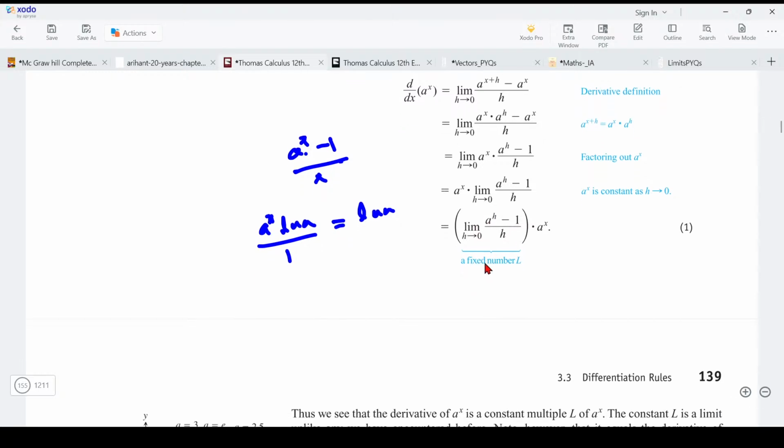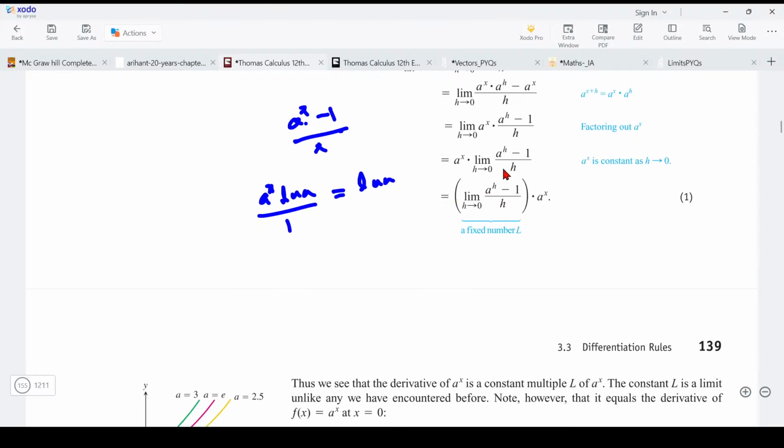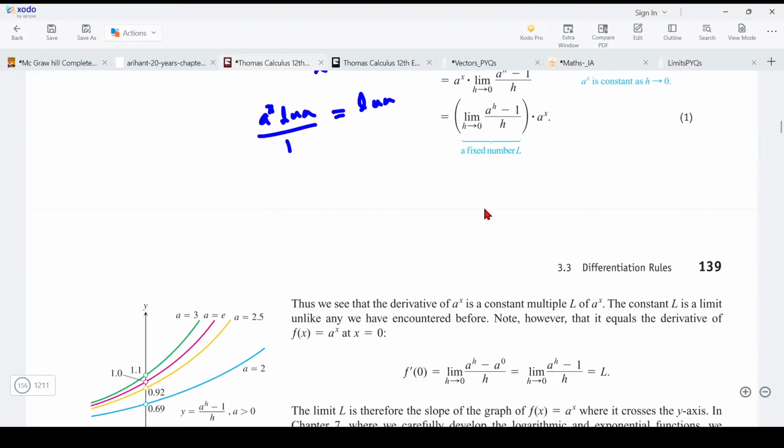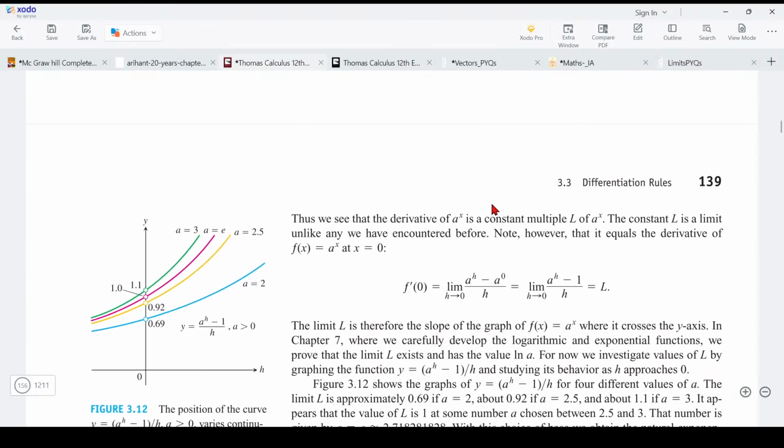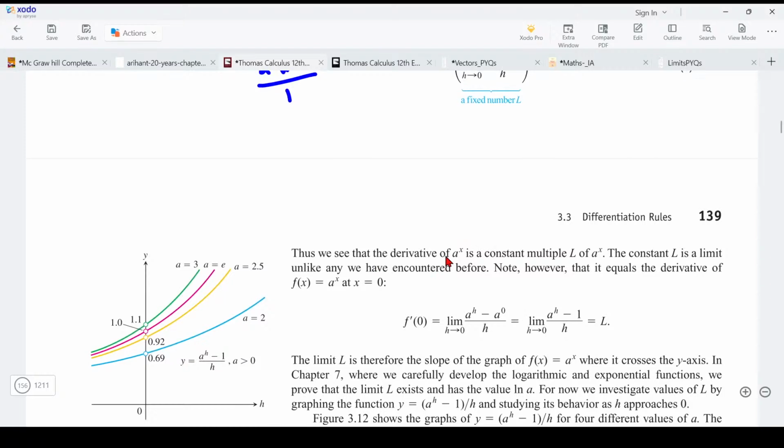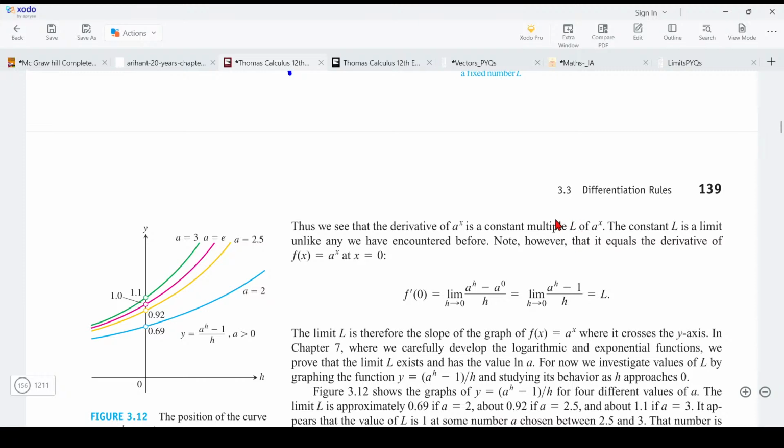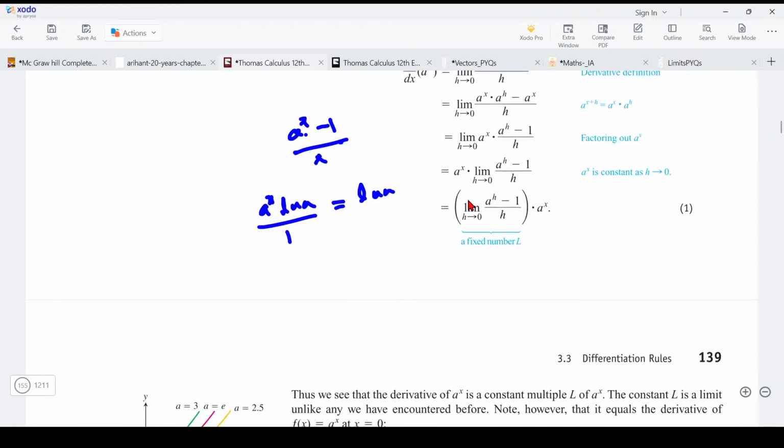So we drew the graph of this function, right? e power x minus 1 by x, we got it as 1; a power x minus 1 by x, we got it as ln a, and so on. Now the beauty of these functions is that the derivative is some constant times a power x. This is some constant, right? As h tends to 0, there is no variable here. This is a constant number, right?